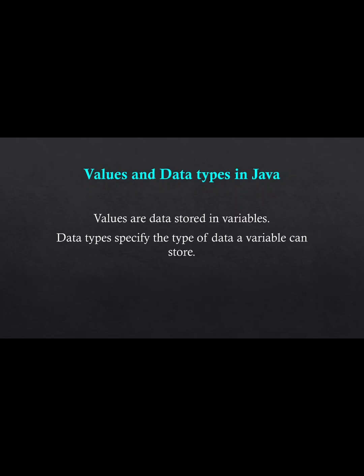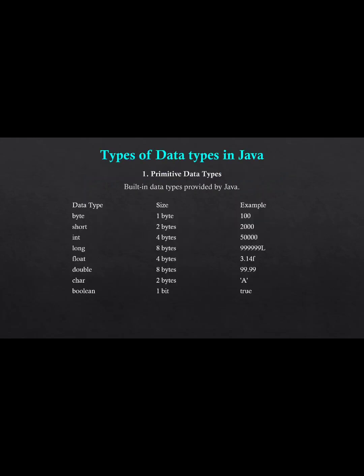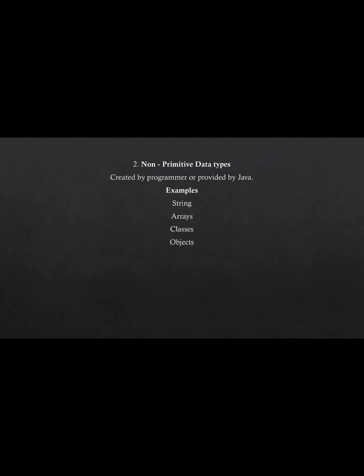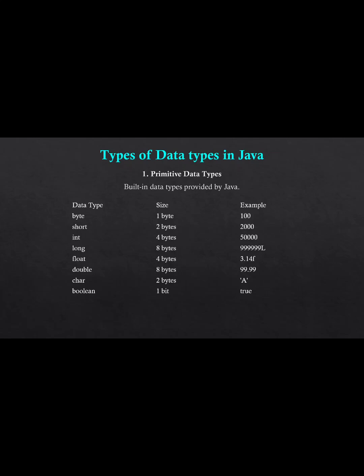Now coming to the next part. There are two types of data types in Java. First is primitive data types, and the second one is non-primitive data types. Coming to the primitive data types: primitive data types are those which are built in and already provided by Java.